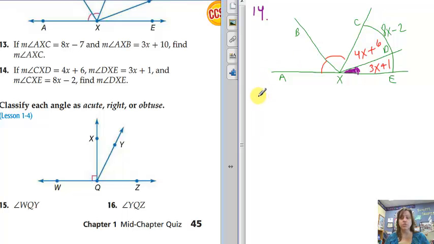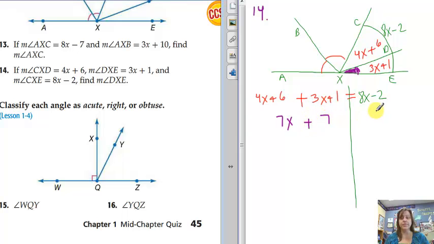The two smaller ones are 4x plus 6 and 3x plus 1. Like I said, we're going to add those together, and that total is our bigger angle in green, or 8x minus 2. So we're set up for our algebra. First of all, we're going to combine those like terms. We've got 4x and 3x making a total of 7x, and 6 added with the 1 gives me 7, and everything else is just going to come down on the other side.